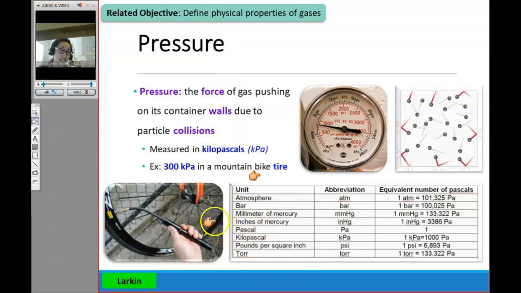Just like you can measure distances in meters and feet and inches, you can also measure pressure in a lot of different ways. An example would be a mountain bike tire, which needs 300 kilopascals of pressure on average in order to operate well. You can see a gauge right here. How many of you have ever filled up a tire? Tell me in the chat box. Yes, awesome. Okay, yes, a bike tire. Exactly. All of those things are going to require a certain amount of pressure to make sure they operate correctly.